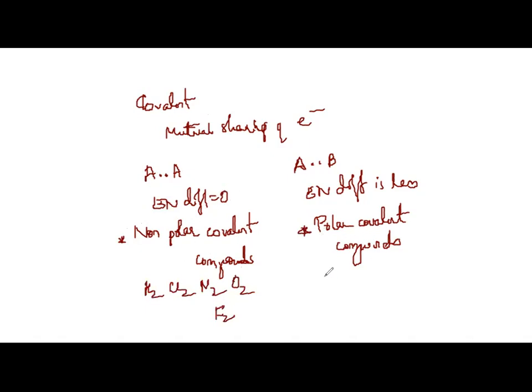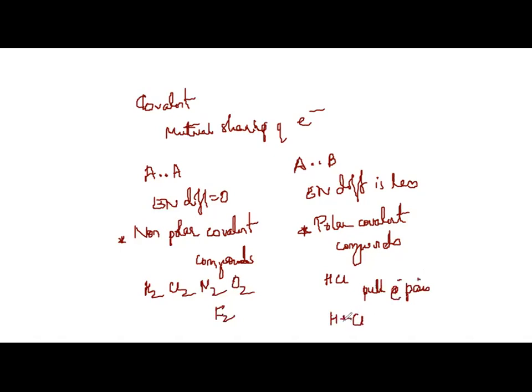Polar covalent compounds, example HCl. Is this an example? Yes, it is. There is a covalent bond only, but there is slight polarity. How do you explain it? Because chlorine is more electronegative than hydrogen. So what will it do? It will pull, I'm not saying it will take, it will pull electron pairs slightly towards itself. So when I show the bond, I will show it like this.